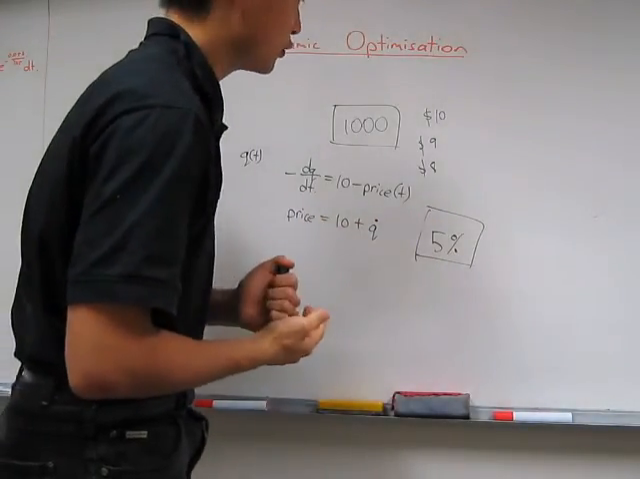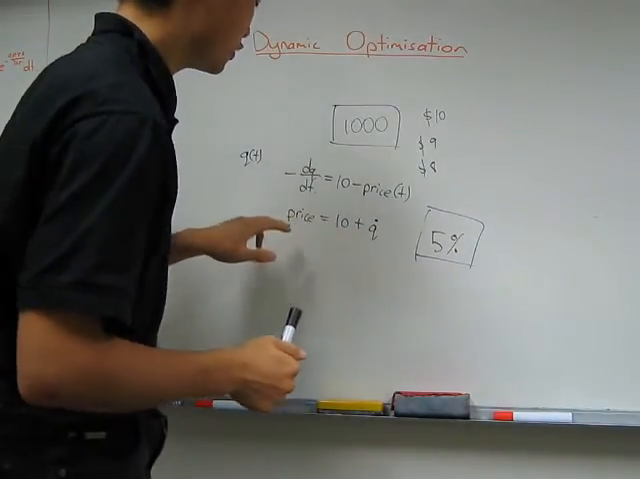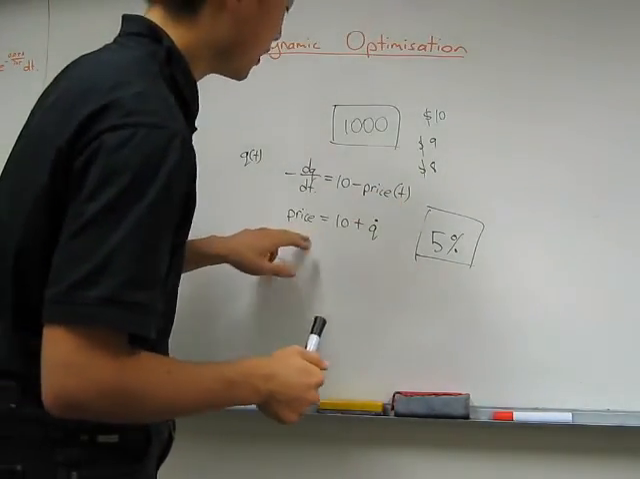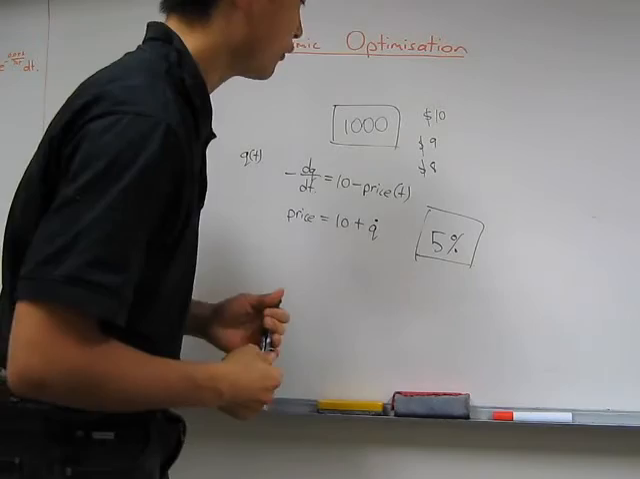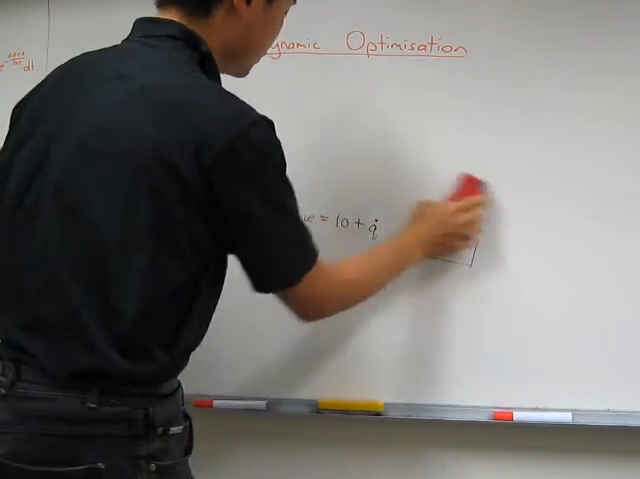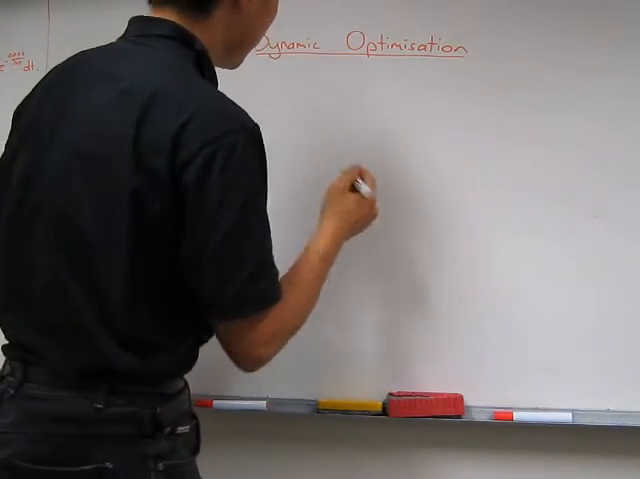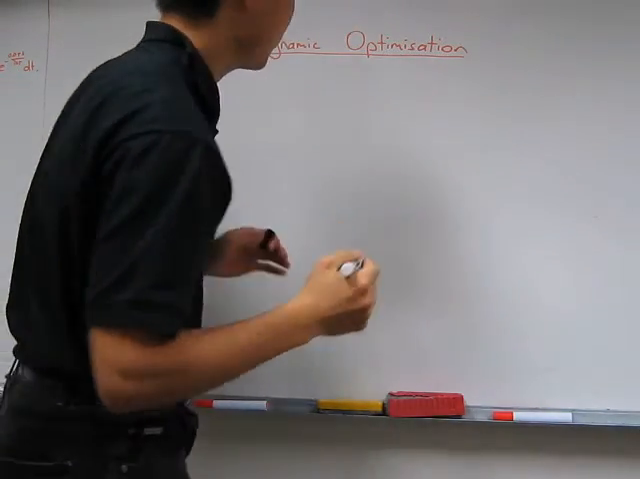So what should I do? How should I space out my sales? How should I choose my pricing strategy over time to maximize my profit? Okay. To answer this question, what we have to do is calculate what my profit actually is going to be.